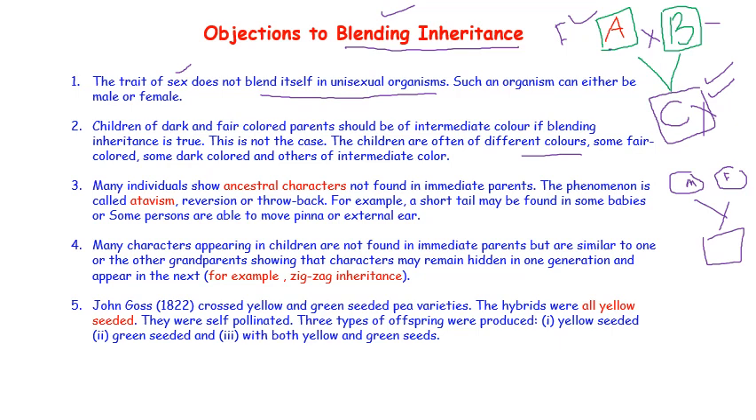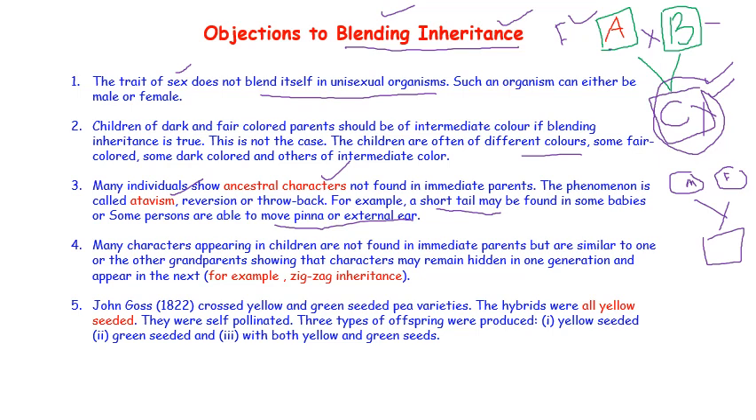Third, many individuals show ancestral characters. As per blending inheritance, the offspring should always show blended characters, mixed characters intermediate between A and B. But many individuals show ancestral characters. For example, some babies have a short tail, which is an ancestral character not present in their immediate parents. This is known as atavism. Or for example, some persons can move the external ear or pinna. This is also an ancestral character, known as atavism. This is not explained by blending inheritance.